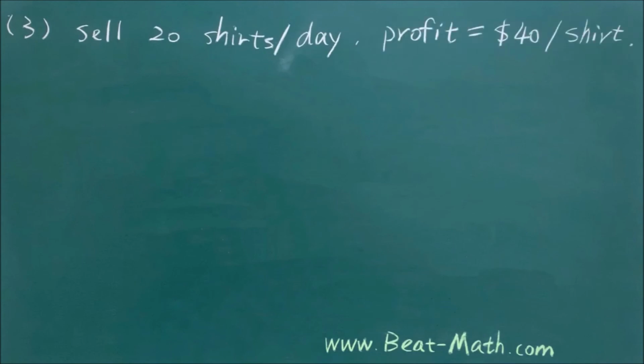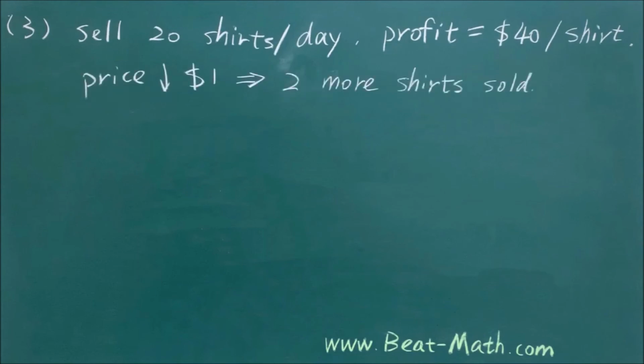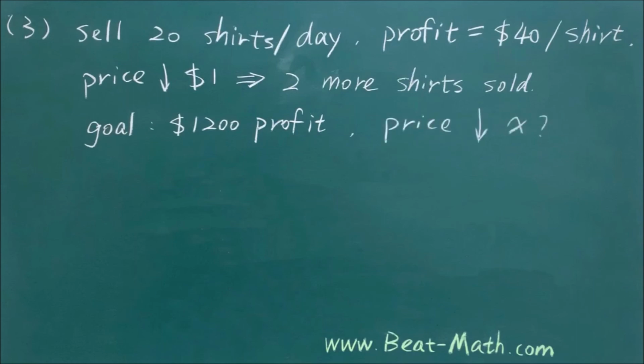A shop can sell 20 t-shirts a day on average. The profit of selling one shirt is $40. A research shows that for every $1 decrease in the price, 2 more shirts can be sold. The goal of the shop owner is to have a profit of $1,200 in one day. How much should the price be reduced to reach the profit?